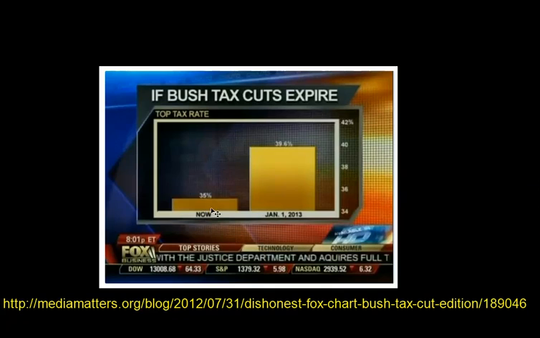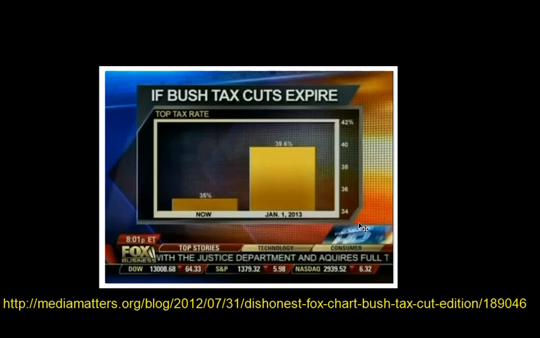So what you see here is they're talking about Bush tax cuts expiring and what's going to happen to the top tax rate. And they're saying it's going to go from 35% to 39.6%. And they're saying it's going to be a huge jump, right? That's what you see when you see this jump here.